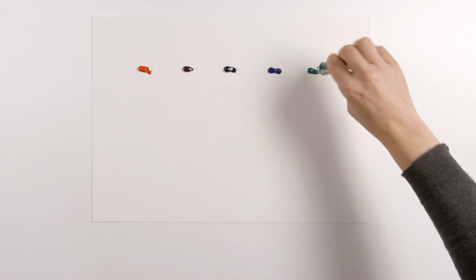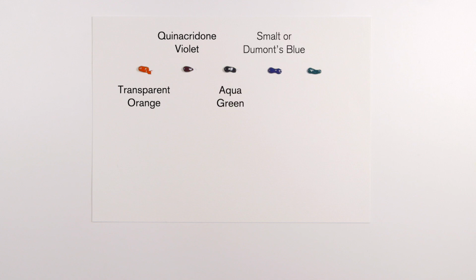Winsor & Newton, with a long history of colour innovation, have reintroduced five well-loved and previously limited edition dual colours from the Winsor & Newton Professional Watercolour range: transparent orange, quinacridone violet, aqua green, smalt or Demont's blue, and cobalt green deep.